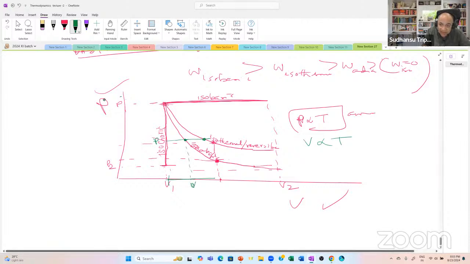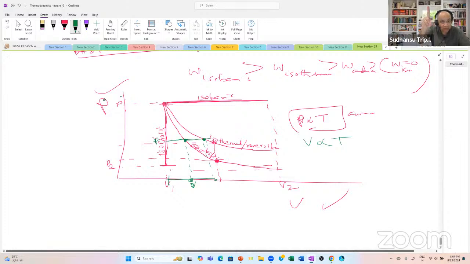You understand? This has a larger volume, this has a lower volume because pressure is kept constant. You use Charles' law: since the temperature is less here, the volume is less. Temperature is more here, and this is less. So the volume is more.